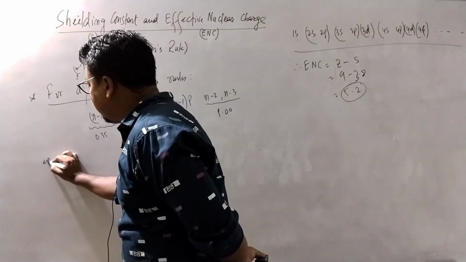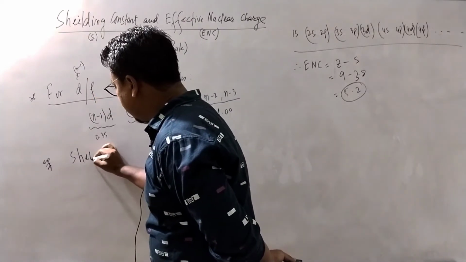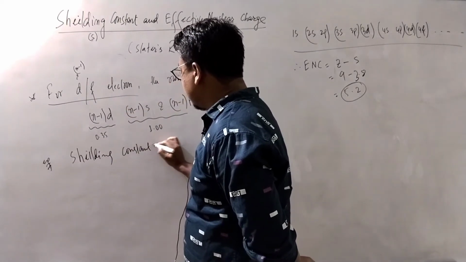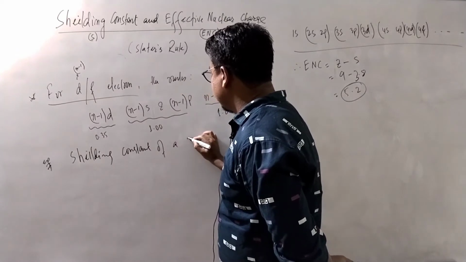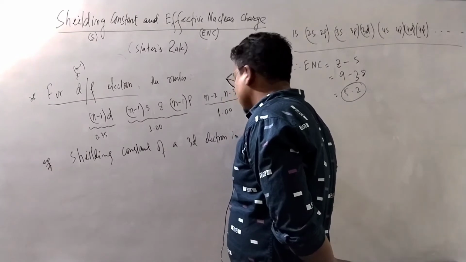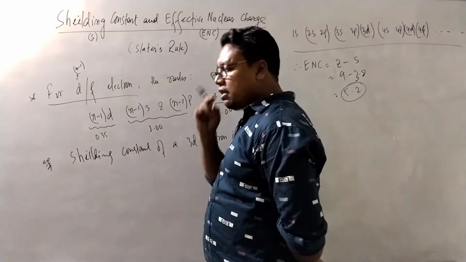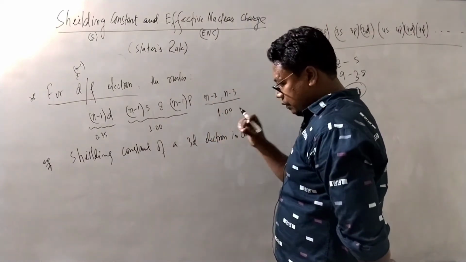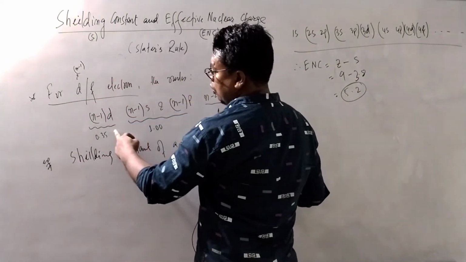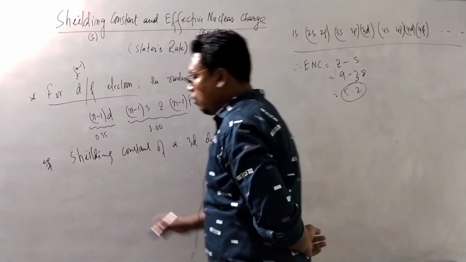So let me give you an example. We need to calculate the shielding constant of a 3d electron in, let me give for copper. Okay, in the last video of Slater's rule I have used some wrong terms in terms of n, so let me correct in this video.